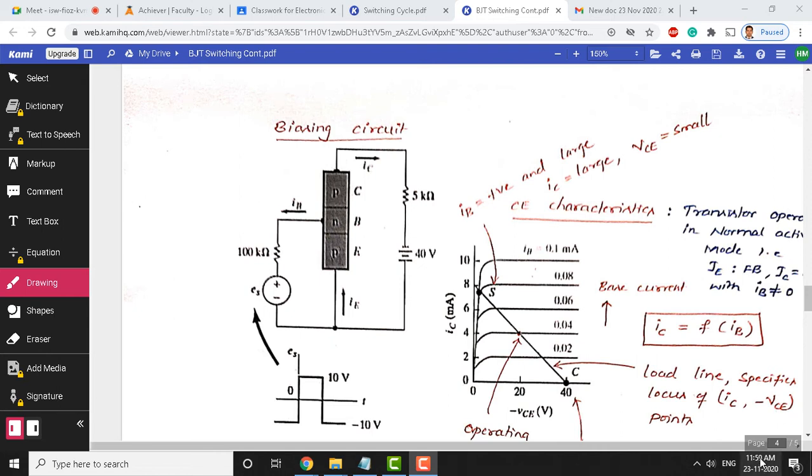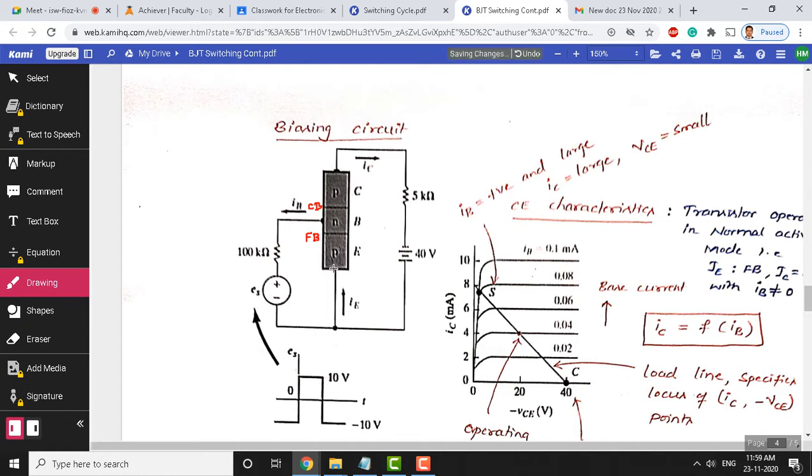So, this is a switching topic we are discussing last class. This circuit we have discussed in the last class. This is a common emitter configuration circuit, which is in normal active mode. The meaning of this normal active mode is this emitter base junction is forward biased, whereas the collector base junction is reverse biased. So this is normal active mode.